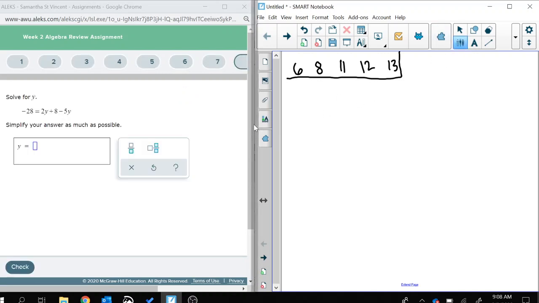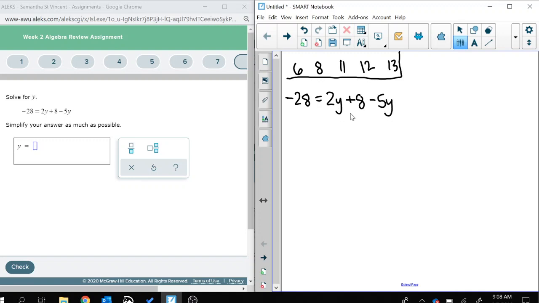All right, so this one here, I have 2 occurrences of that variable that are on the same side of the equal sign. So when I go to set this one up, I have negative 28 equals 2y plus 8 minus 5y.